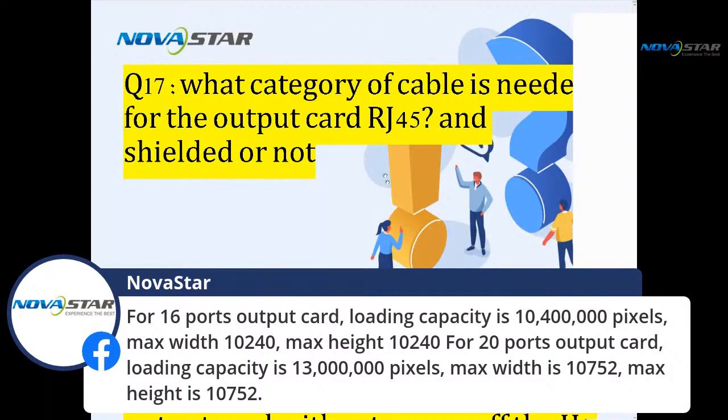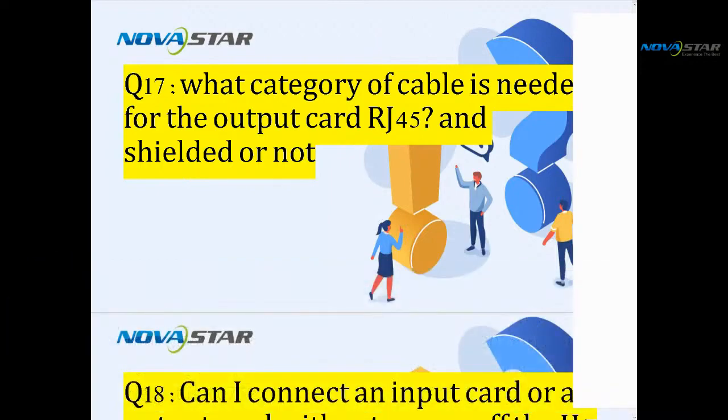See next one. What category of cable is needed for output RJ45, and shared or not? For the output cards, it's the standard, like what we used before for the output cable for the LED screen. At least it should be a Cat 5e, and better to use Cat 6 or Cat 7 cables. And it's better to use shielded cables.